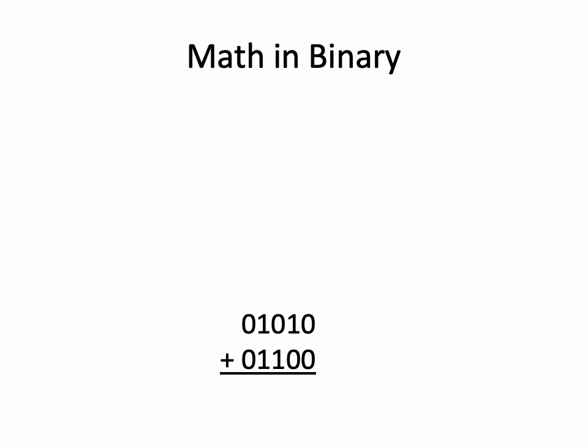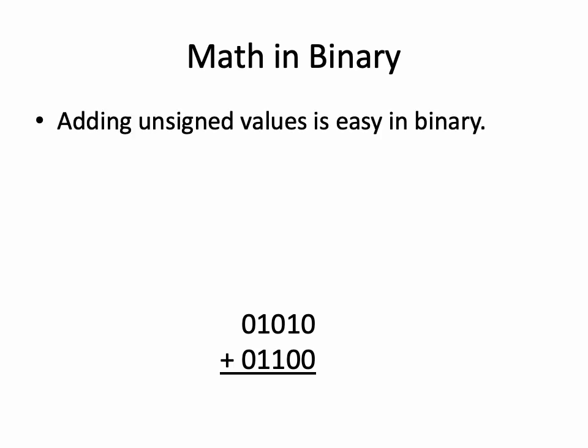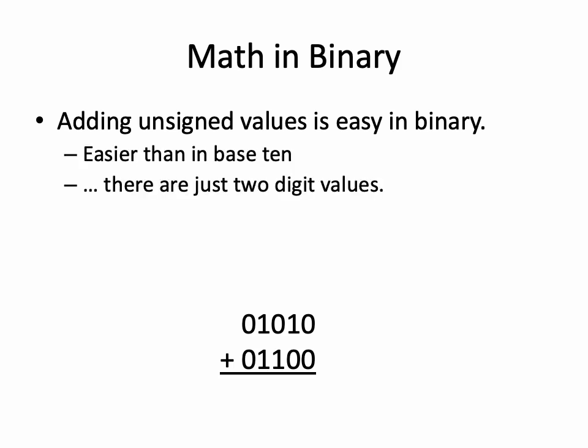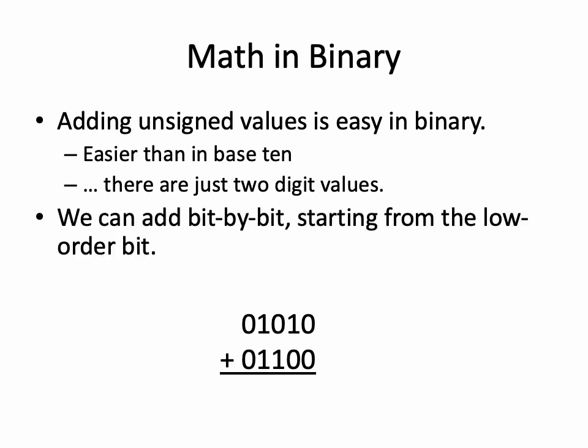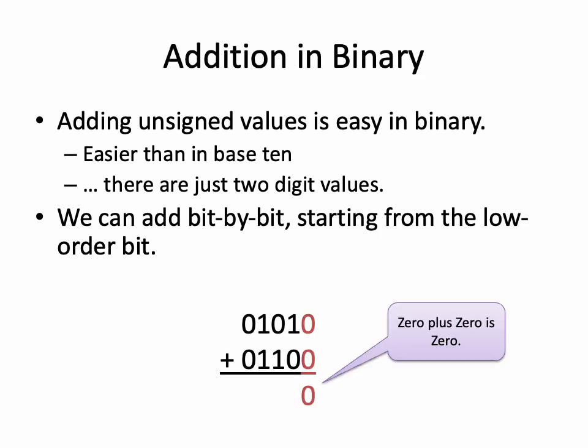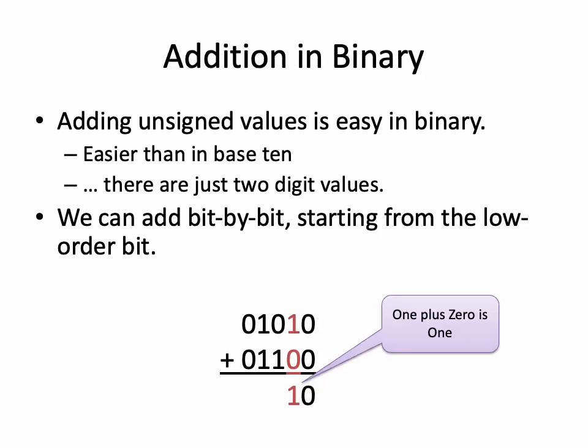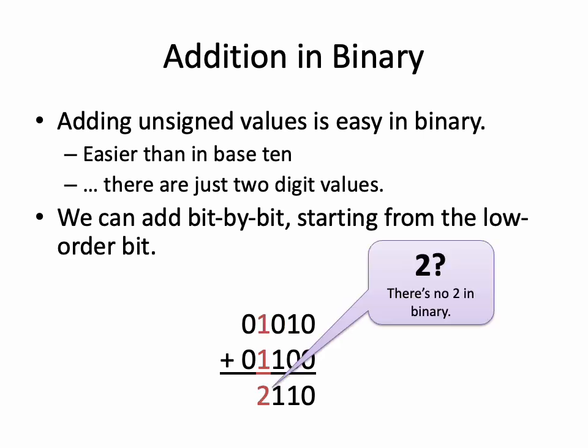Now that we have a sense of what decimal and binary look like, we can actually do math. We can add. Adding unsigned, aka just dealing with positive numbers right now, is easy in binary. It's just 2-digit values: 0 plus 0, 1 plus 0, 0 plus 1, 1 plus 1, and 0 plus 0. And we need to have carries. We're going to add bit by bit, starting from that lowest order bit. 0 plus 0 is 0. 1 plus 0 is 1. 0 plus 1 is 1.